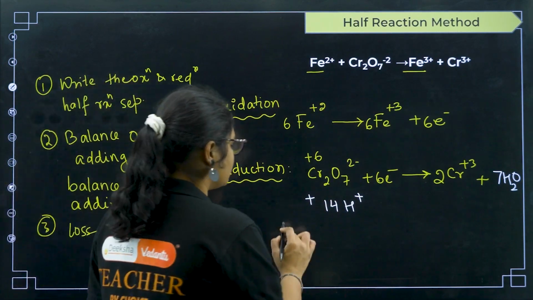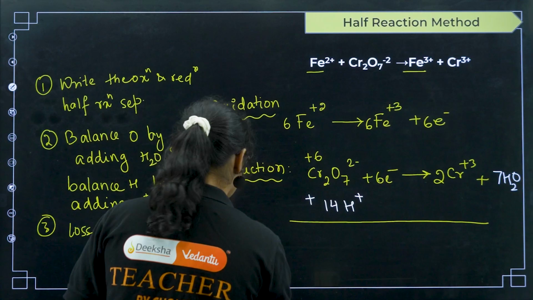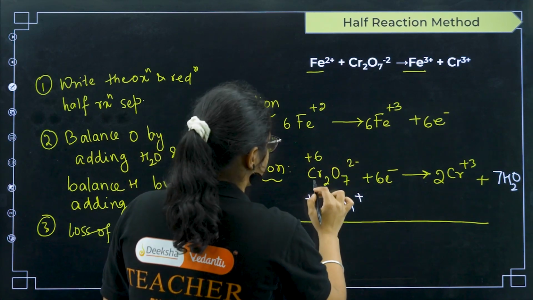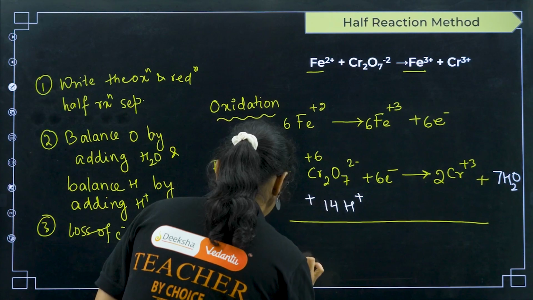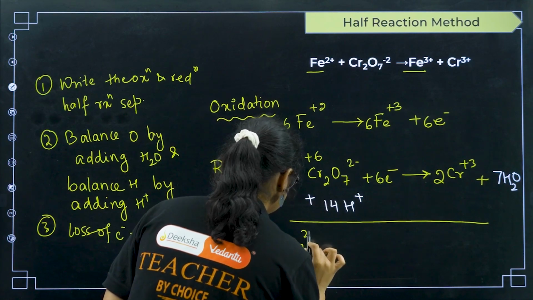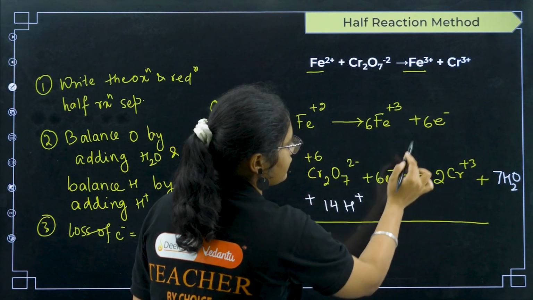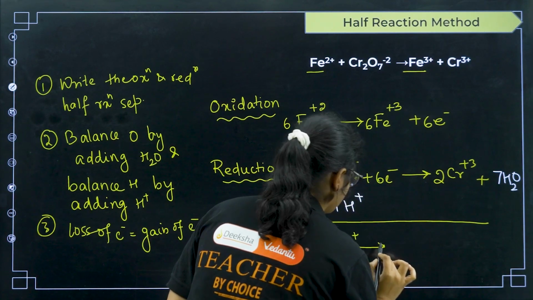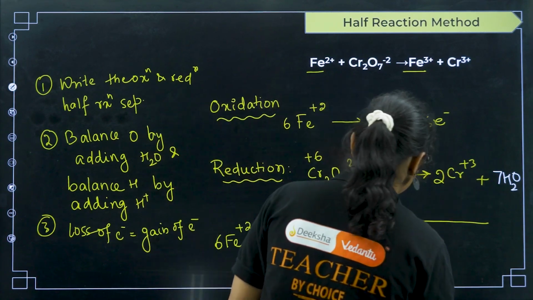Now you need to add both the equations. So if I add, what I'll get? 6 Fe2 plus. Okay, then I have Cr2O7 2 minus. Okay, then 6 electrons will get cancelled. I have 14 H plus. Okay, then we have 6 Fe3 plus.